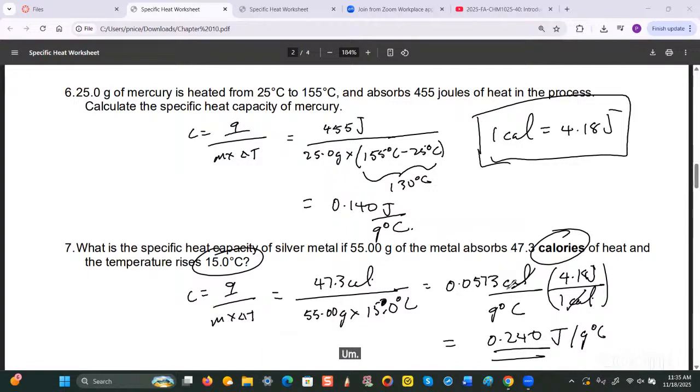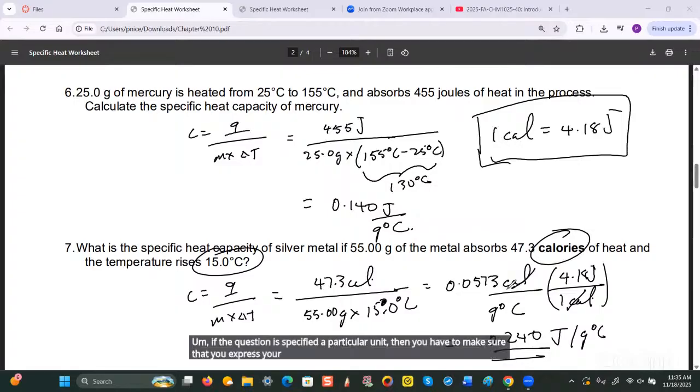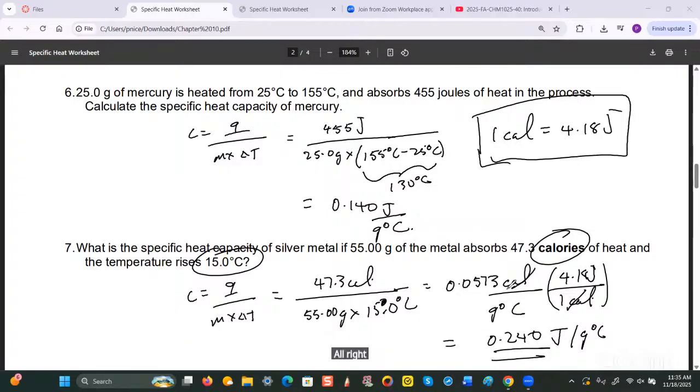If the question specified a particular unit, then you have to make sure that you express your answer in that unit. All right. Okay, any question about this one? Any questions? How many joules in a calorie again? Right here, 1 calorie is equal to 4.18 joules. And as I said before, that is provided in the handout, with the tables and other information. So you don't have to memorize it, but that's the relationship. Okay, any other questions?